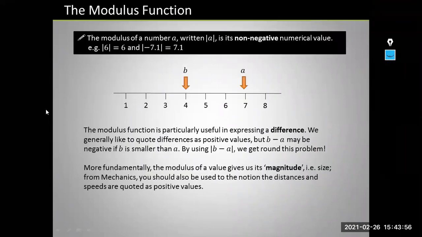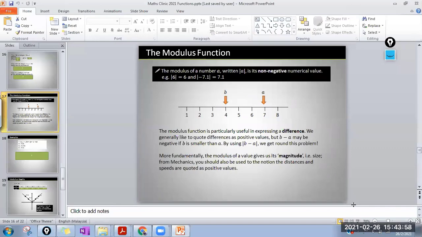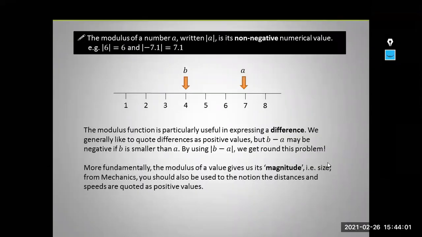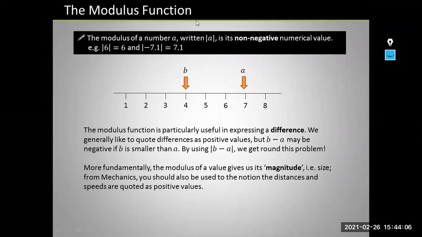Okay, last part, we're gonna go to modulus function. Modulus function, positive numbers will stay as positive, negative numbers will become positive. The modulus sign is these two straight lines. So if we have modulus of 6, this value is 6. If we have modulus of negative 7.1, it's equal to 7.1. You can consider the modulus sign as the distance from that value to 0.